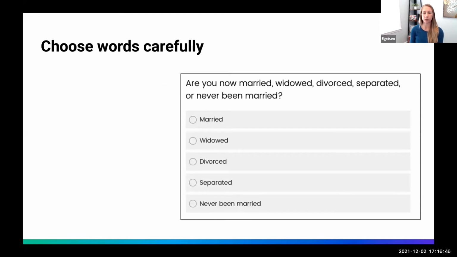So let me give you an example here. This question says, are you now married, widowed, divorced, separated, or never been married? And then the response options are married, widowed, divorced, separated, never been married. So this question would be fine for an interviewer administered survey, but it's not great for a web survey because it has so much repeated text and it's training the respondents to skim because of that. They can see the are you now married part and already figure out that they know how to answer and skip down to the response options.